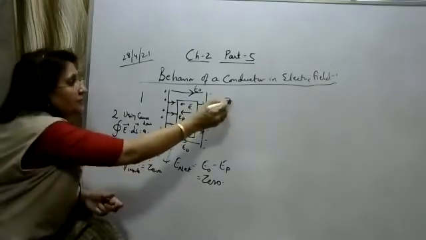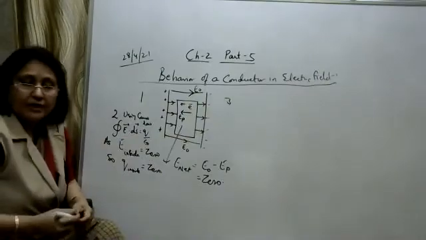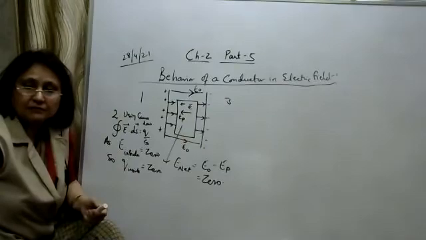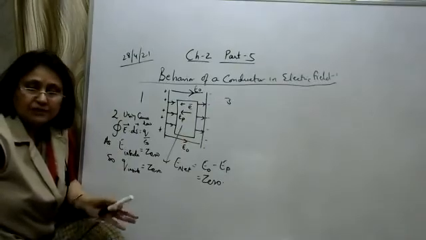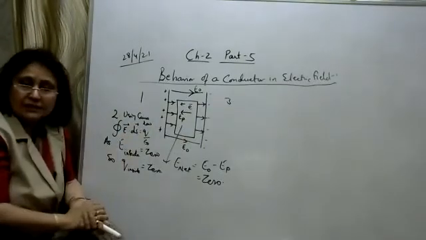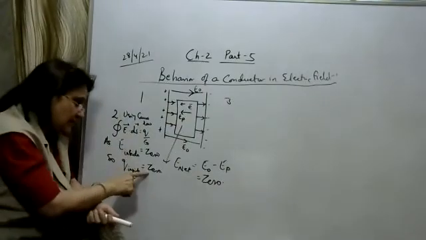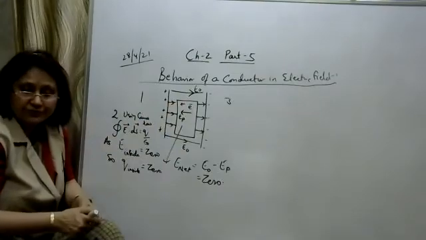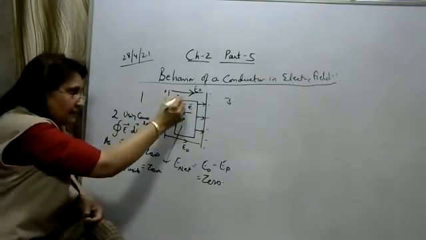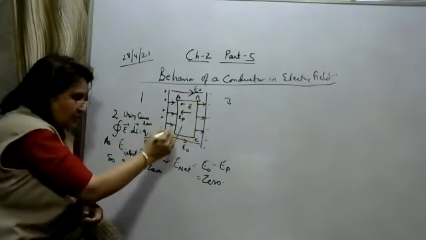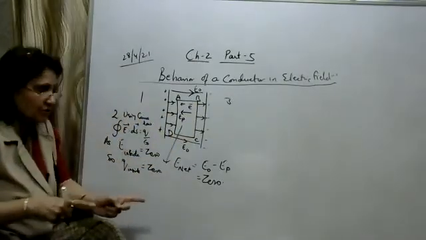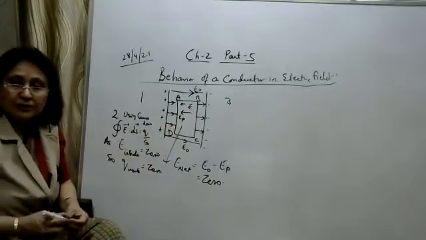Write the third point. Anyhow, if by some means we give some charge to the interior of the conductor, what happens? As the net charge inside is 0, this charge will reside on the surface of the conductor. Let ABCD be the surface of the conductor, so the charge will start residing on the surface.